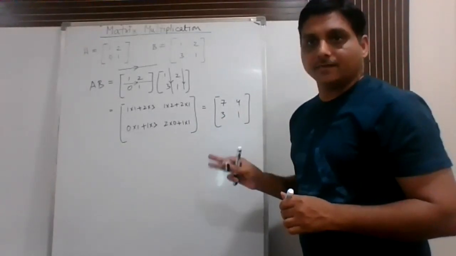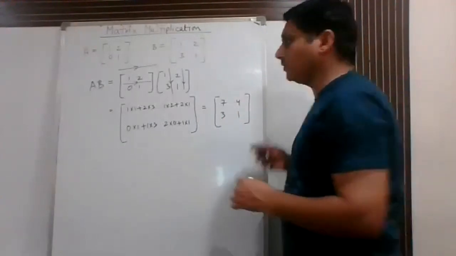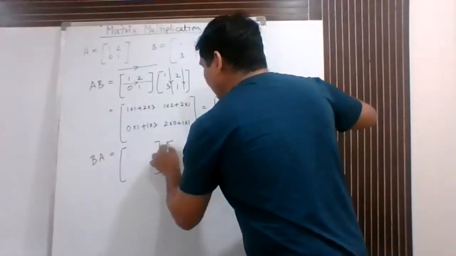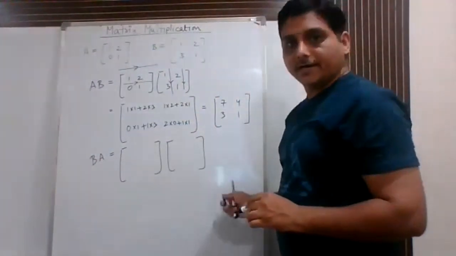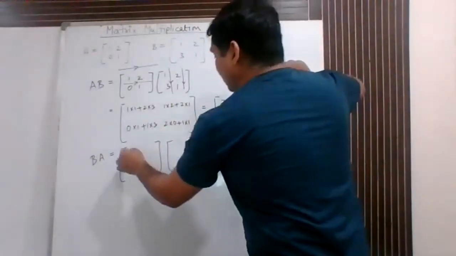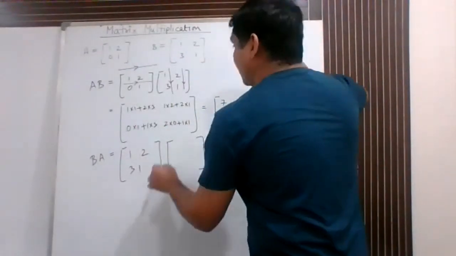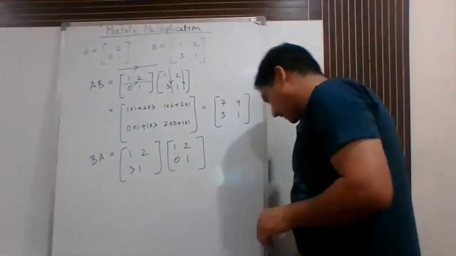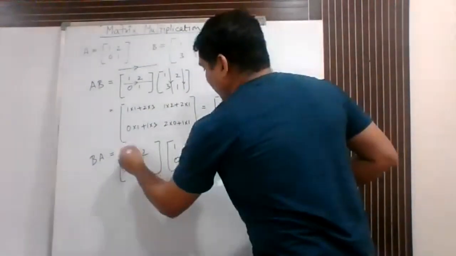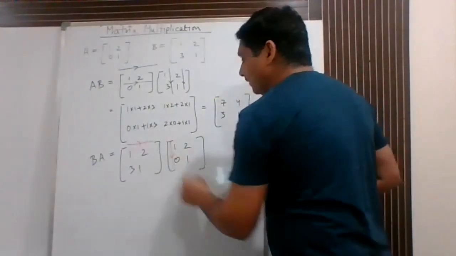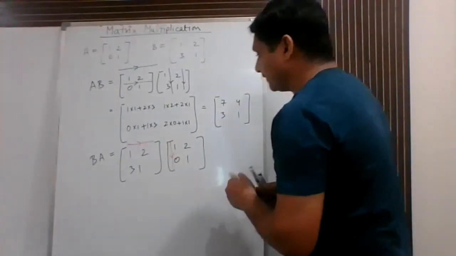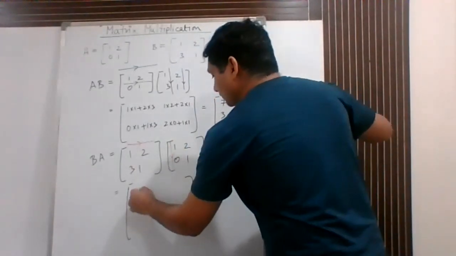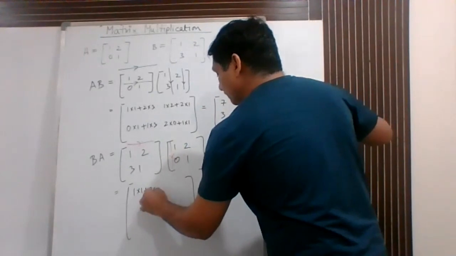Now similarly, we can find B into A also. So let us find that. So B into A now. When you are finding B into A, first you will write B and then you will write A. So B means 1, 2, 3, 1, and A is 1, 2, 0, 1. Now let us apply the procedure for this. Here we have to move horizontally and in this we have to move vertically. Now let us fill the first entry. So 1 into 1 plus 2 into 0.